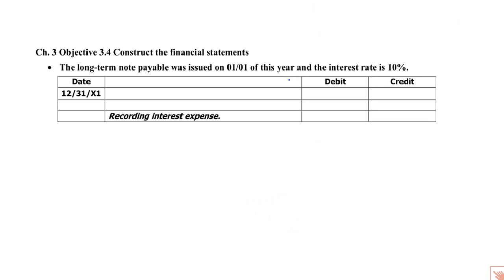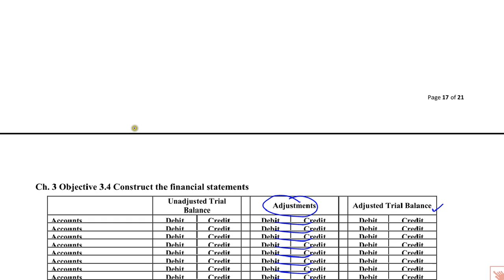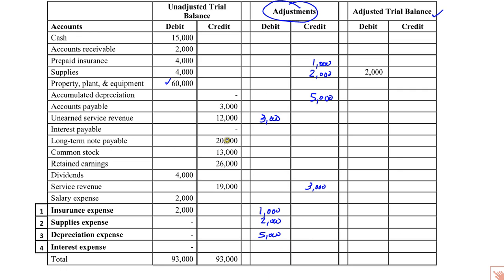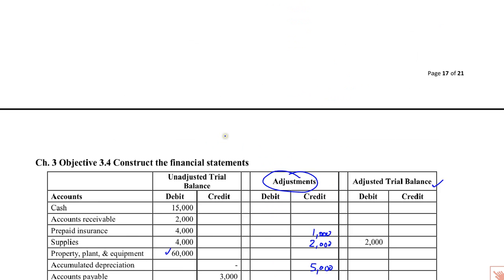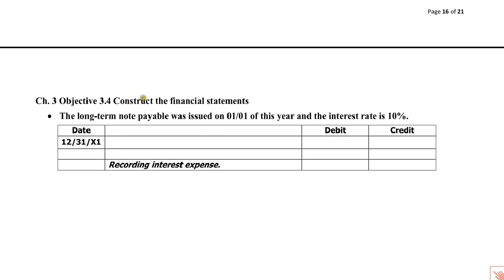Finally, interest expense. I know this has been a long way, but I just kind of felt I might be losing you if I just rushed through those bullet points. Long-term note payable issued 1/1 this year. Interest rate is 10%. Let's see how much the long-term note is. Right here, it's 20,000. So it's the principal amount times the interest rate.